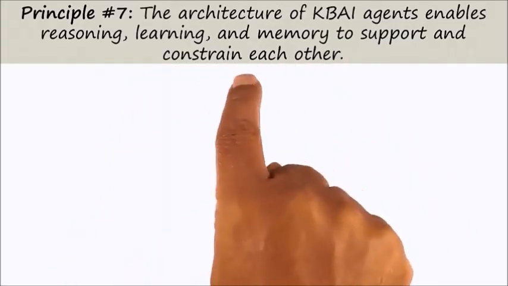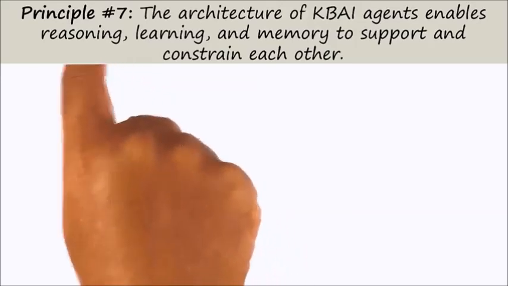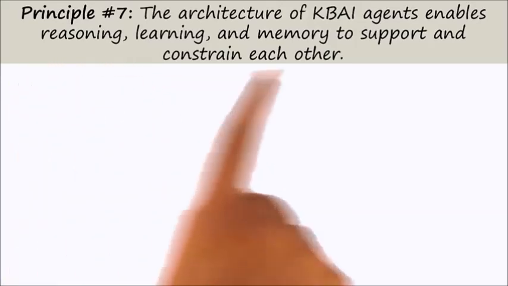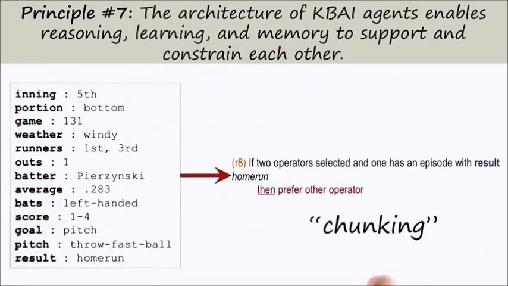Memory stores and organizes knowledge. Learning acquires knowledge. Reasoning uses knowledge. Knowledge is the glue between these three. One place where we saw reasoning, learning, and memory coming together very well was in production systems.